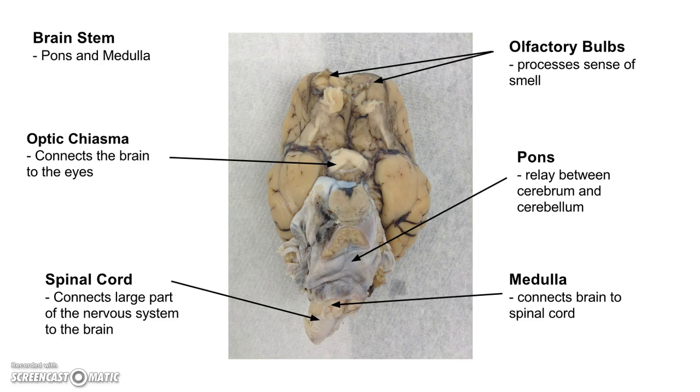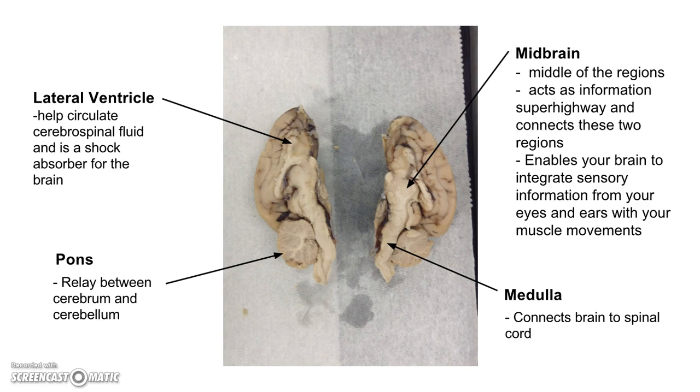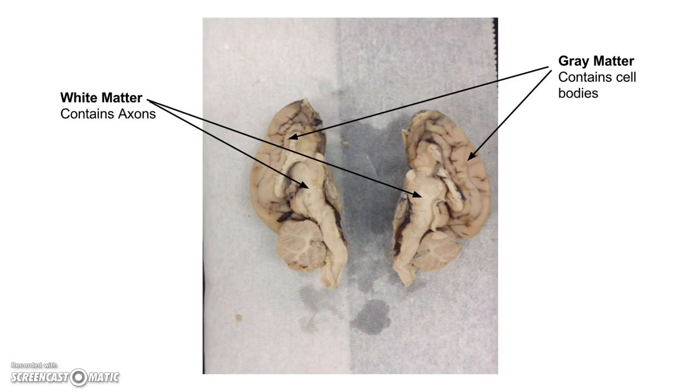the spinal cord. The lateral ventricle helps circulate cerebrospinal fluid or brain juice and is a shock absorber for the brain. The midbrain enables your brain to integrate sensory information from your eyes and ears with your muscle movements.